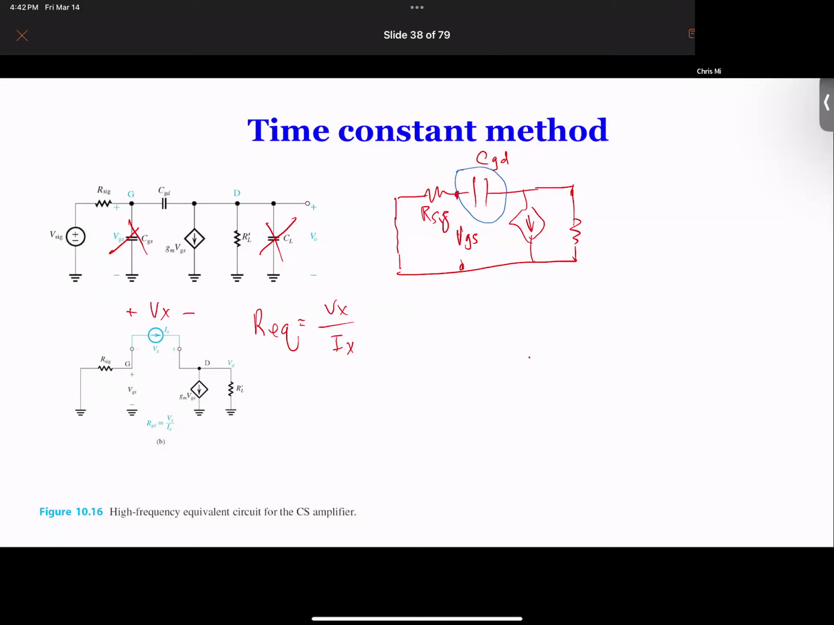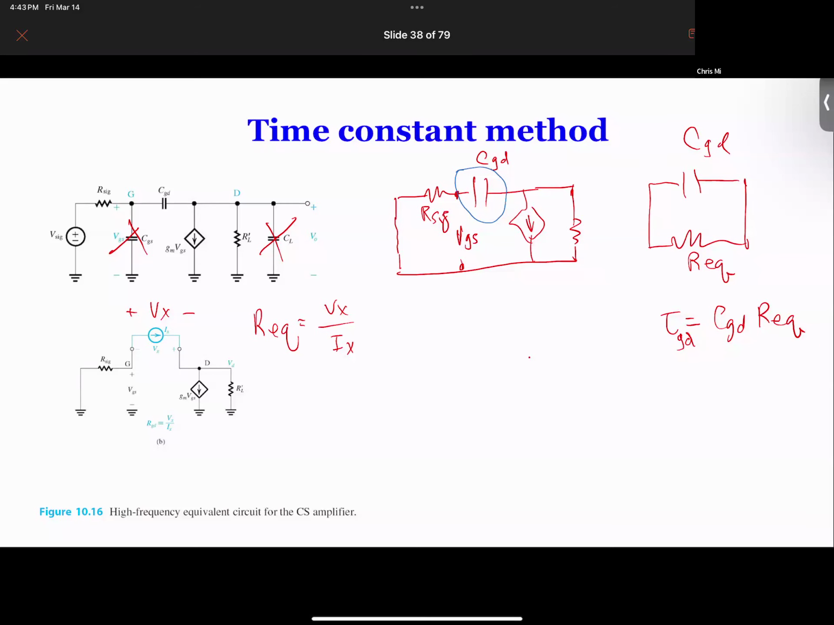So we find the equivalent resistance, and then the time constant will be equal to CGD times REQ. Let's call it tau GD. That's what we have. So from here to here, how do you find it? We replace the capacitor with the current source, and with the current source, I'm going to find the voltage.